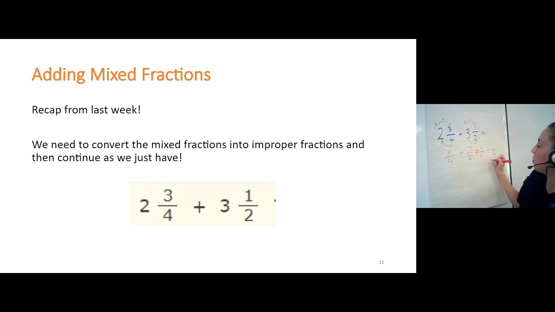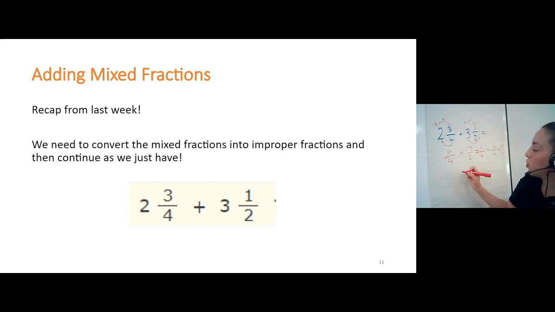So we multiply 2 by 2 to get to 4. So we do the same with the top. And that will give us 14 over 4. We then add the numerators to give us 25 over 4. Did everybody else get that as an answer? Or have we all gone ahead and converted it back into a mixed number, which is fabulous if you have.